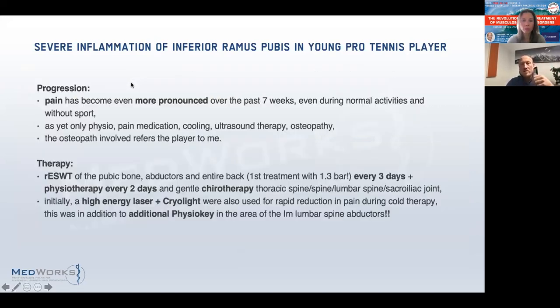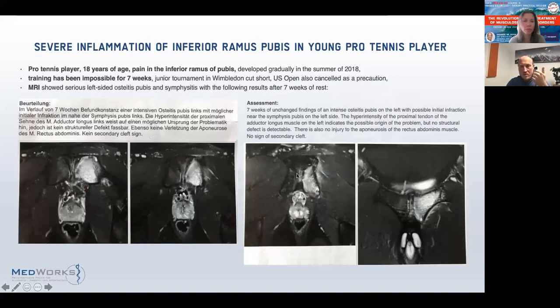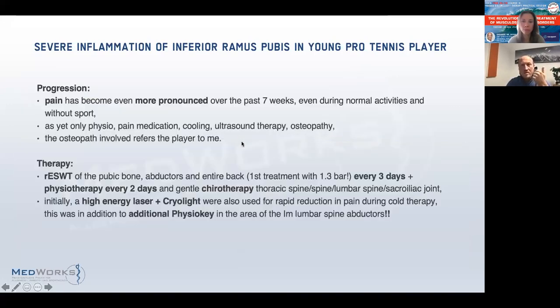After 7 weeks, we had the same problem. The pain increased in these 7 weeks, and the MRI didn't get better even after 7 weeks of rest. And then they came to me and I said, okay, let's start with shockwave.